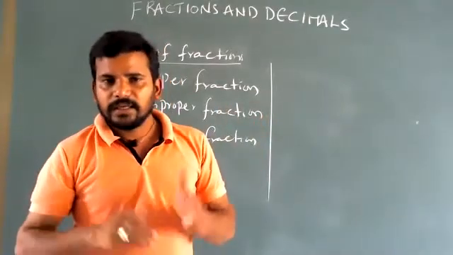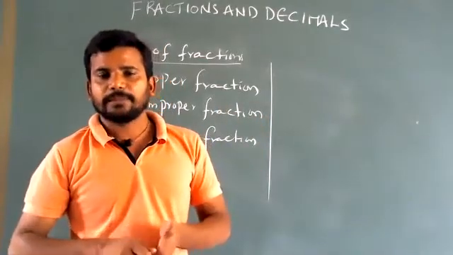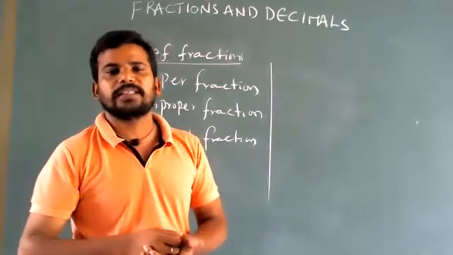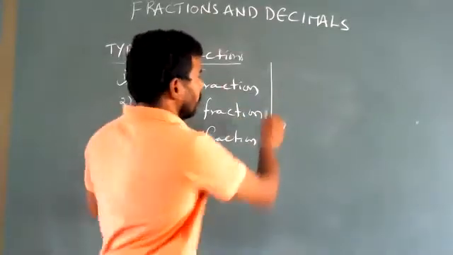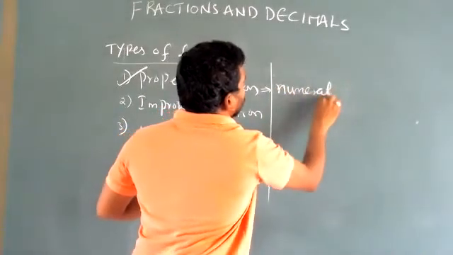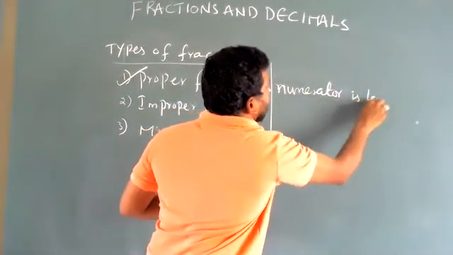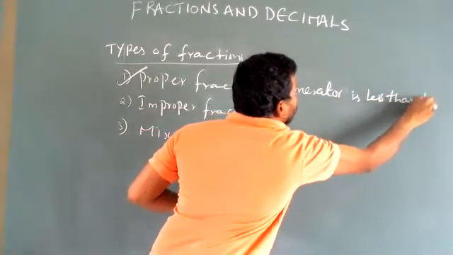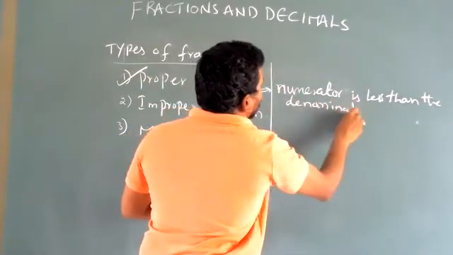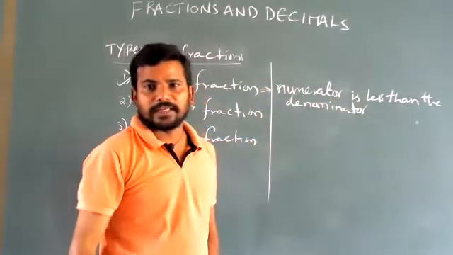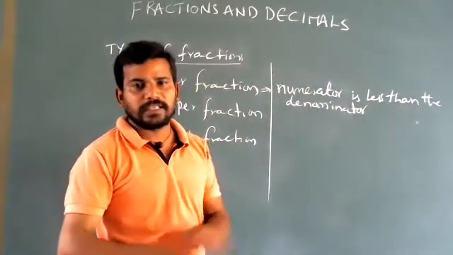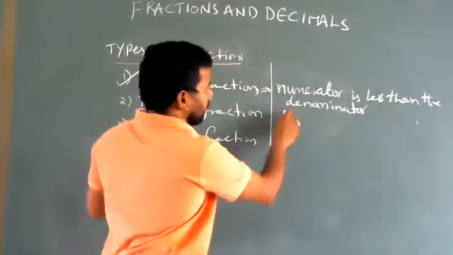Once again, children, fractional numbers having the numerator less than the denominator are called proper fractions. Numerator is less than the denominator. So it is called what, children? Proper fraction.